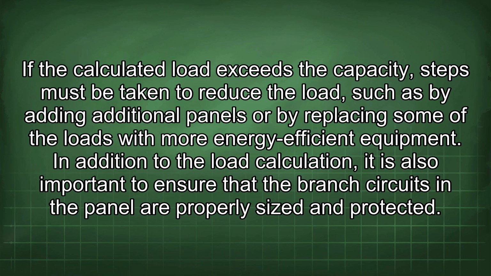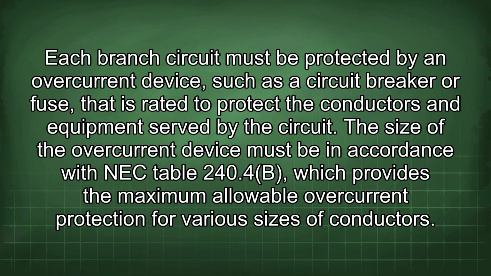In addition to the load calculation, it is also important to ensure that the branch circuits in the panel are properly sized and protected. Each branch circuit must be protected by an overcurrent device, such as a circuit breaker or fuse, that is rated to protect the conductors and equipment served by the circuit. The size of the overcurrent device must be in accordance with NEC Table 240.4(B), which provides the maximum allowable overcurrent protection for various sizes of conductors.